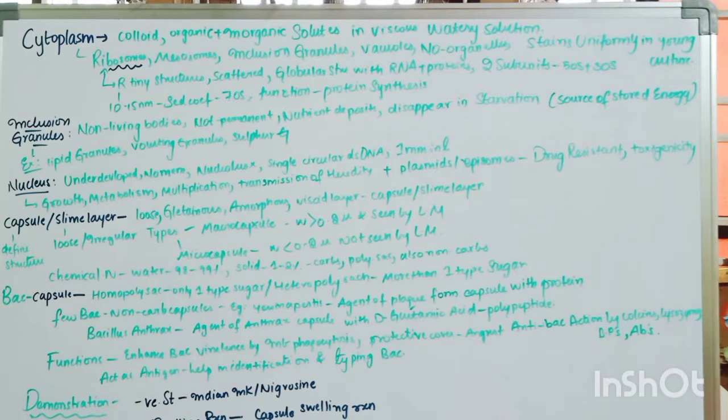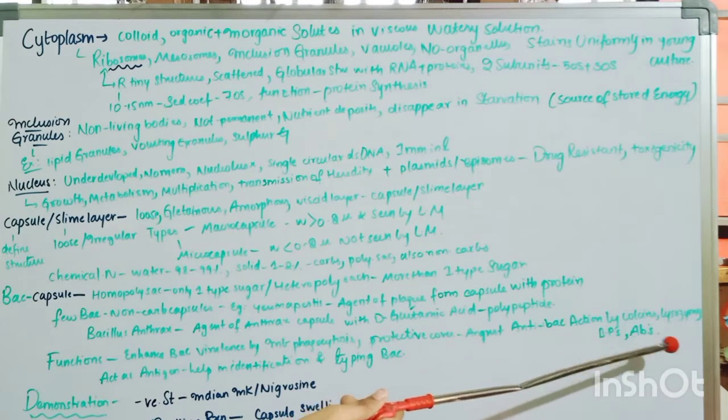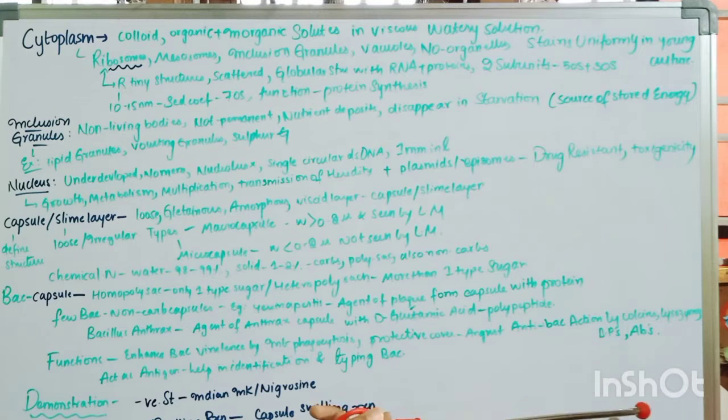And next, the functions of the capsule. It enhances bacterial virulence by inhibiting phagocytosis, and it acts as a protective cover against antibacterial action by colicins, lysozymes, bacteriophages and also antibodies. It also acts as an antigen, helping in the identification of the bacteria and also typing of different bacteria.